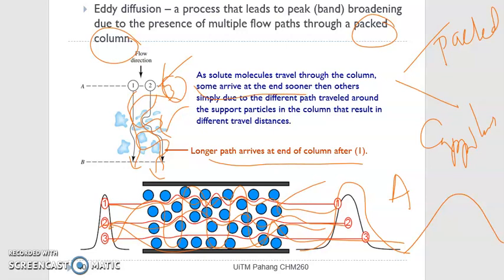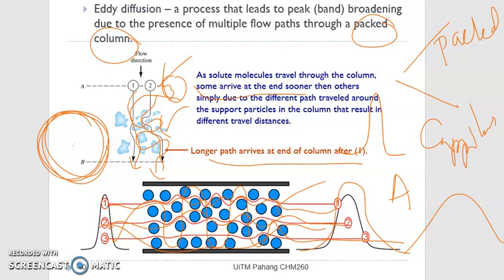And this may occur, kenapa? Because we have particles here. When we have particles here, then kita akan ada different path. Tapi kalau kita ada particles kat sini, macam open tubular column kan, dia duduk kat tepi je, dia punya particles ni, ataupun it is coated directly onto the wall. So, jalan dia satu je. So, dia tak ada multiple path. So, nak tak nak all the solutes mesti lalu jalan yang sama. So, it will reach the detector at the same time. So, tak ada eddy diffusion.